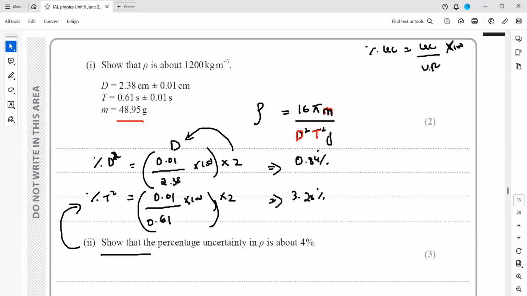Now, what is the total percentage uncertainty in measurement? We will simply add. There is no uncertainty in 16, no uncertainty in pi, no uncertainty in mass, no uncertainty in g. So the only uncertainties are due to D square and T square. We add the percentage uncertainty of D square and the percentage uncertainty of T square. So 0.84 plus 3.28 gives us the total uncertainty, which is 4.12%. So that is the total percentage uncertainty in the value for the density. Is it clear?